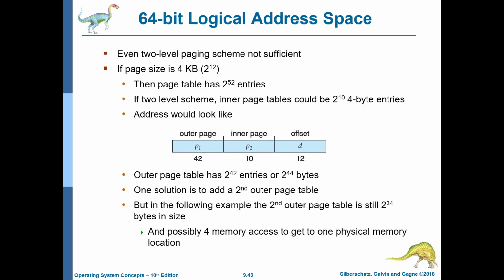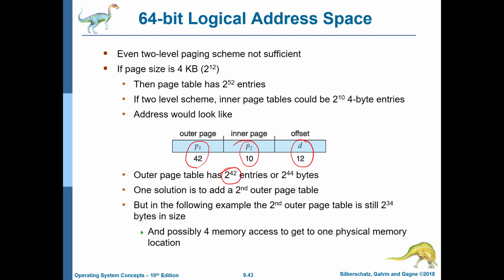We can do the same for a 64-bit logical address space. Of course, in that scheme, if D is equal to 12, we can split it as 10 for P2 and 42 for P1. Of course, if you have 42 for P1, it will have 2 raised to power 42 entries. So we clearly want to do better. Okay. And so clearly a two-level split for a 64-bit address space is not a good idea.